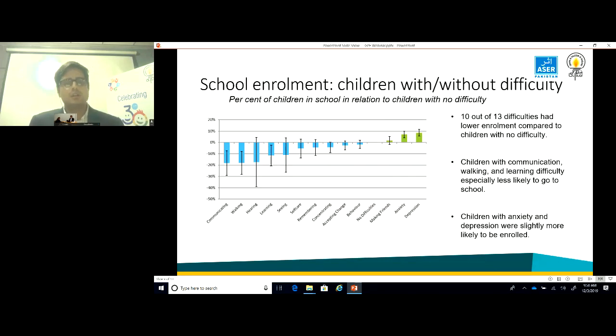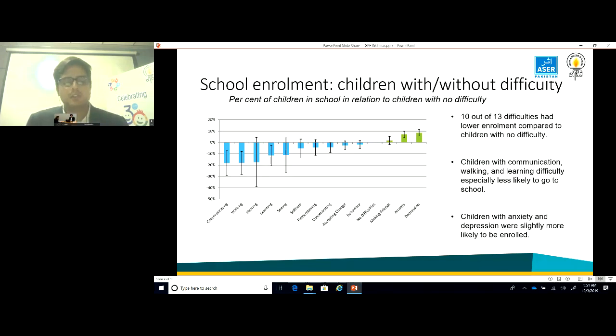Thank you. So we also wanted to see if there are any differences in the school enrollment of children with and without difficulties. Around 80% of the children without difficulty in our sample are enrolled in school. It is interesting to see that children who are facing moderate to severe level of difficulties in 10 out of the 13 functionings have lower enrollment levels relative to children who do not have any difficulties. This is shown by the blue bars on this particular figure. As an example, the graph tells us that children with moderate to severe difficulties in communication are approximately 20 percentage points less likely to be enrolled in schools than children who do not have any difficulties.